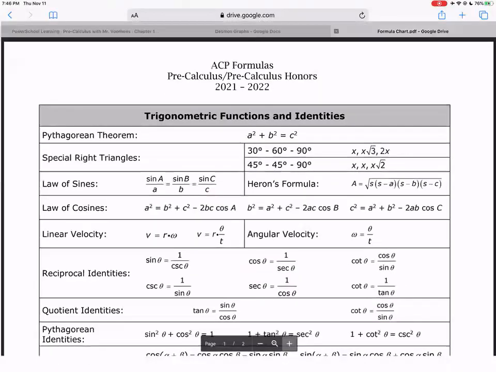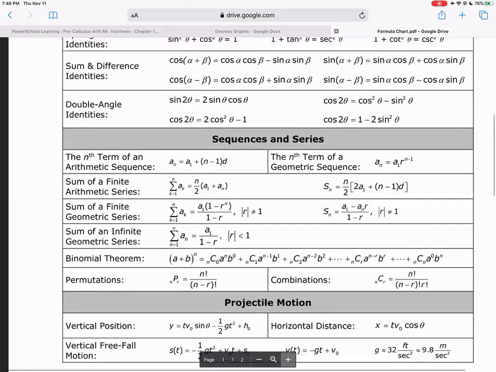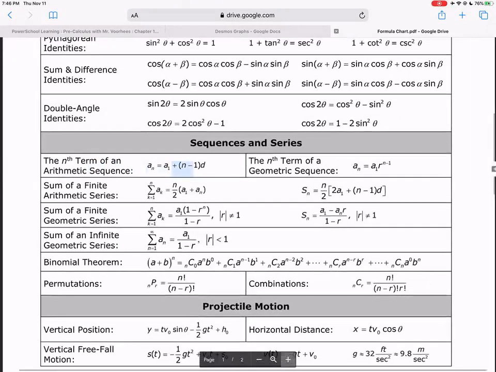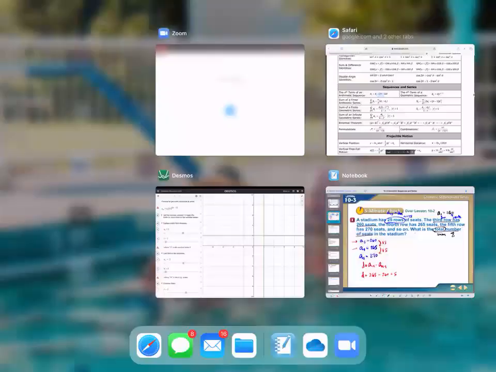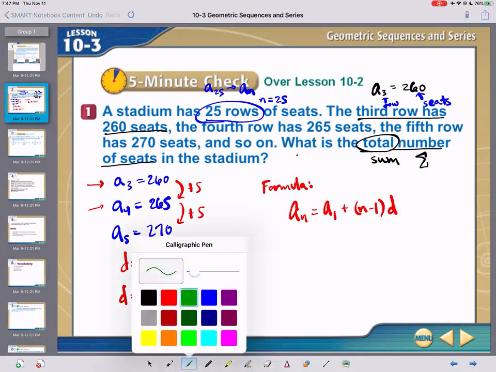And if I go down, I'm looking at the nth term of an arithmetic sequence, which again, it's not letting me write, unfortunately, but it's this formula here that's being highlighted. That's the formula we're going to use. But to find a sum, they're going to change one thing. The formula said AN equals A1 plus N minus 1 times D, which we talked about the N's corresponding as well as the 1's corresponding.